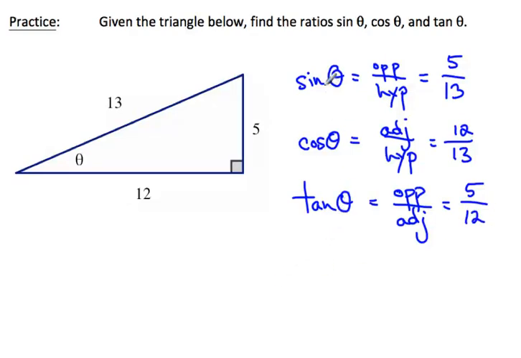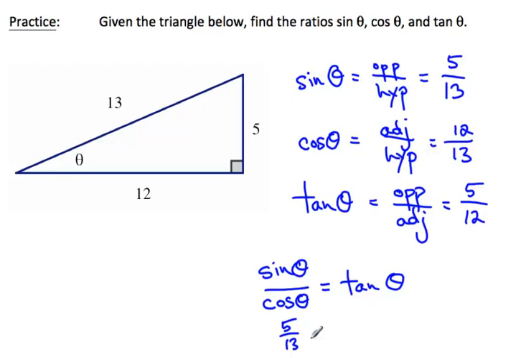Notice, incidentally, that if we take sine theta and divide it by cosine theta, we'll get tan theta. Sine theta divided by cosine theta is equal to tan theta. That's a relationship that we'll see again as we go further. If you take 5 over 13 and divide it by 12 over 13, you'd have to multiply by its reciprocal. You get 5 over 12, which is tan theta. So sine theta over cosine theta is tan theta.